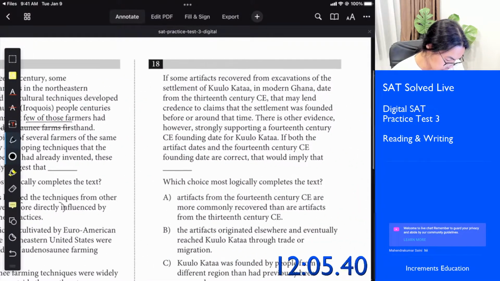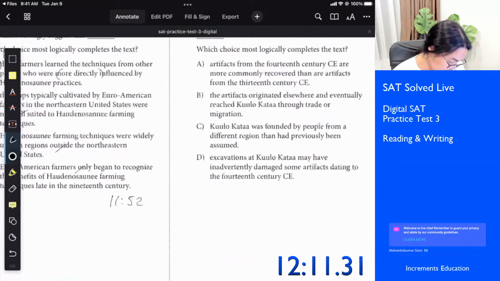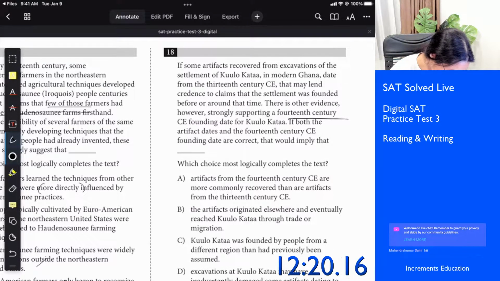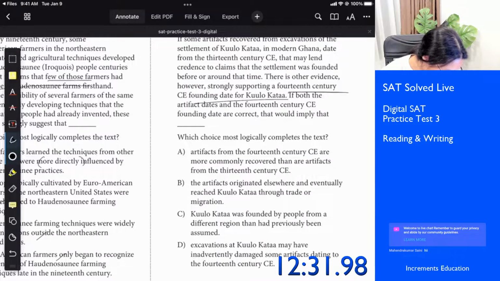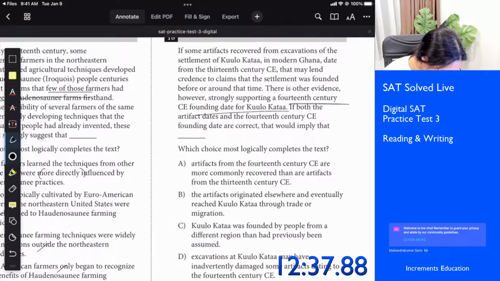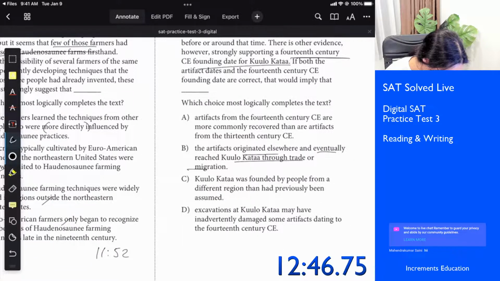from excavation settlement in Kulokata. I'm just sleepy, dude. Oh my god. That may link Koreans' claims that the settlement was founded before or around that time. However, a 14th century founding for Kulakata if both the artifact dates and the previous artifacts were there at the time, originally elsewhere, and yeah, sure.